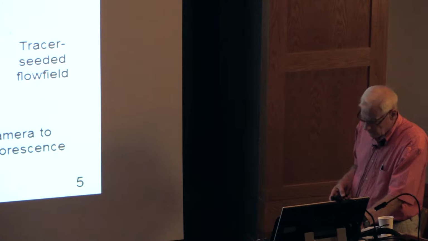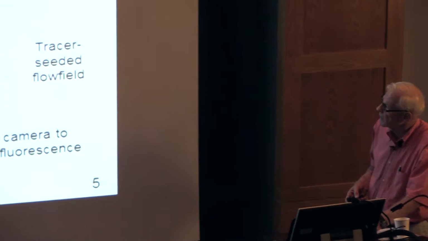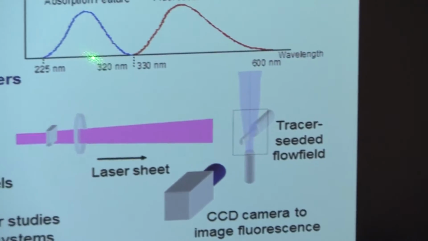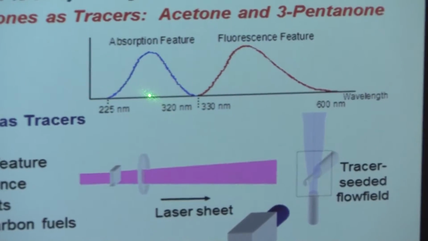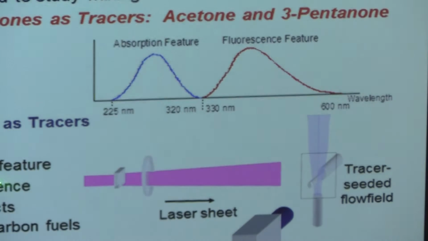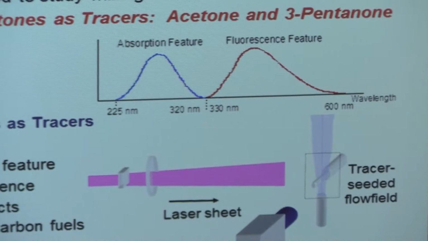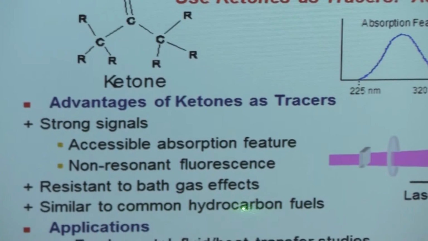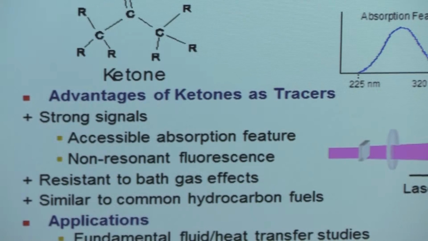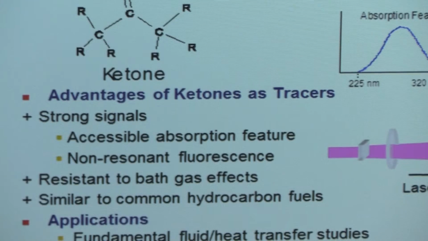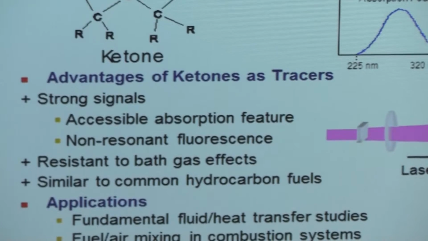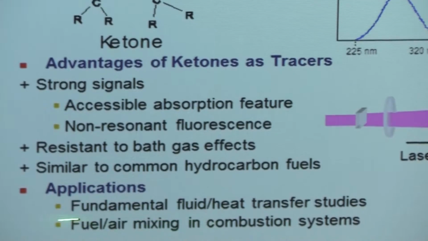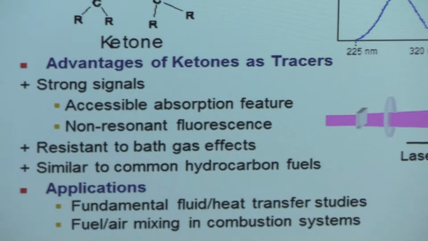Okay, so the virtue of this is that it's accessible. It's at a wavelength that we can reach pretty easily with fairly economical, powerful lasers. We get this non-resonant fluorescence. It's resistant to bath gas effects, meaning it's not very sensitive to oxygen. It's fairly similar to hydrocarbon fuel, so if you want to use it in a combustion environment, it may track the combustion species, the fuel. So you might be able to use this in some sort of fuel-air mixing. You could trace the fuel with this species and imagine that this species tracks where the fuel is going.